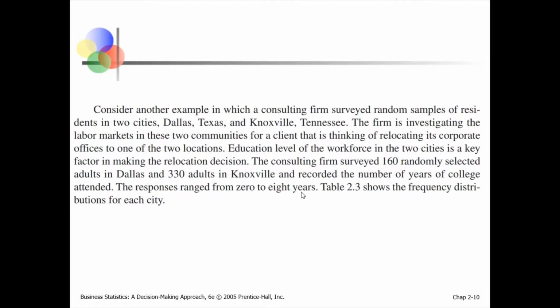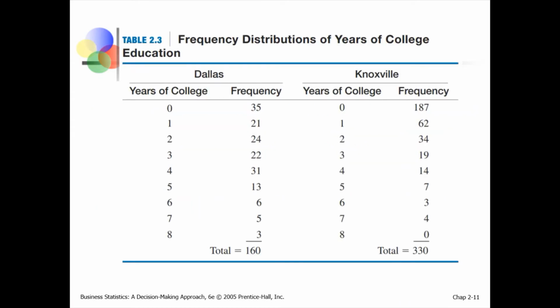So, the number of years in college shows the frequency distribution of the city. So, here is the frequency distribution. In Dallas, it says here, this is the number of years in college. Then frequency is how many there are in total, the number of those interviewed, by their educational background.